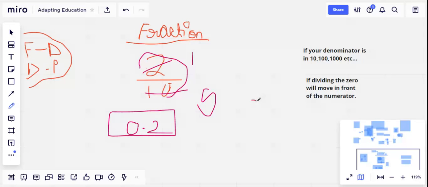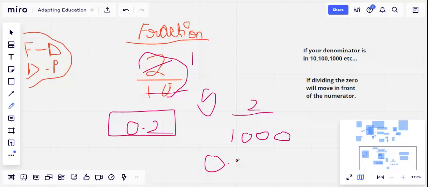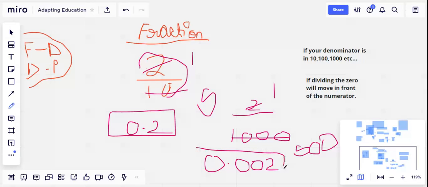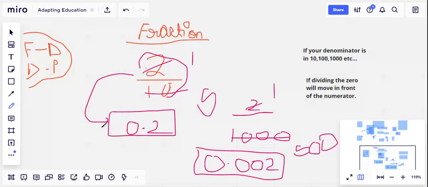And if the same question is 2 upon 1000, how many zeros are there in 1000? Three zeros. So it will be 0.002. And if we want it in the form of fractions, it would be 1 upon 500, and then you can divide it, and the answer is 0.002. This is about division with fractions and converting it to decimals.